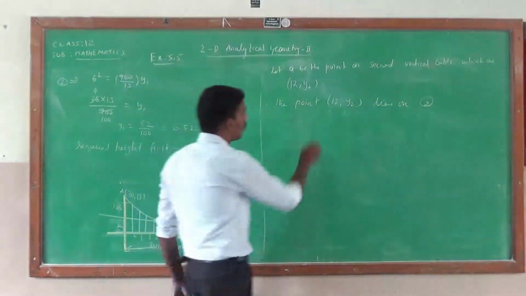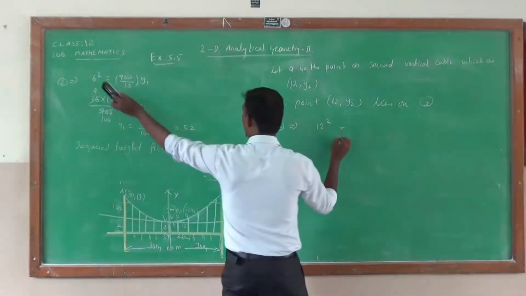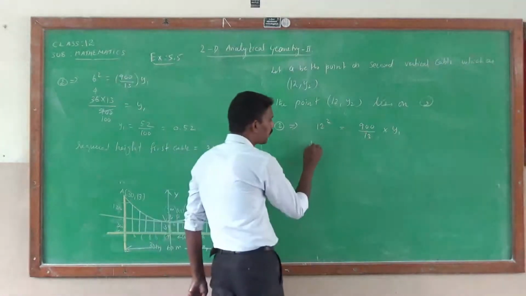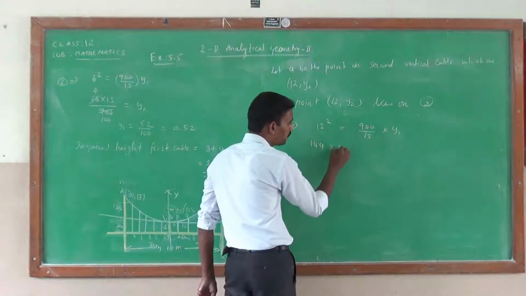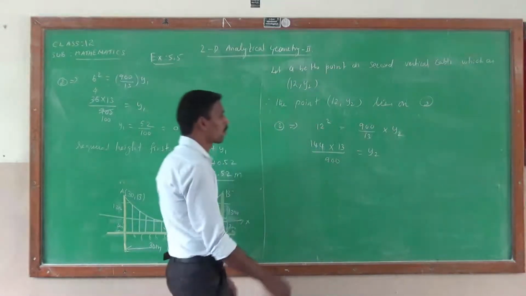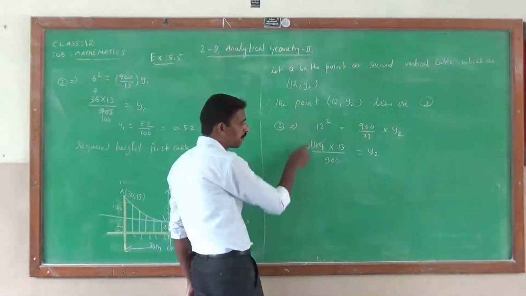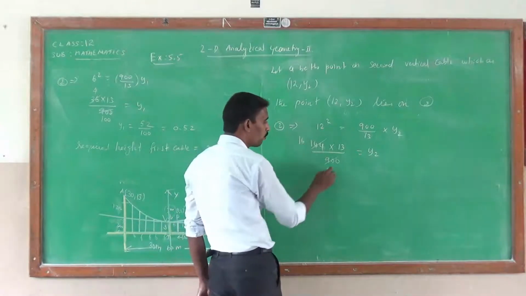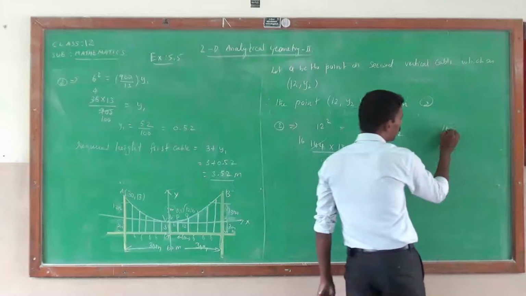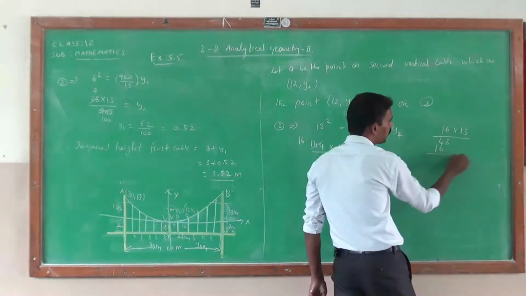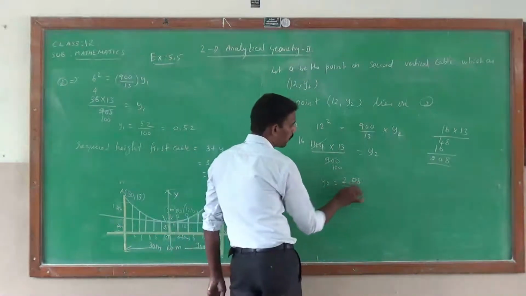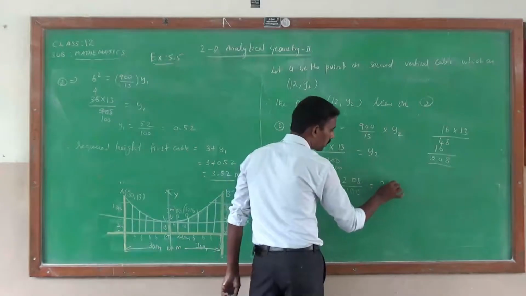Now we want to apply here. Equation number 2 becomes 12 squared, the same way. 12 squared is equal to 900 divided by 30 into y2. Instead of y1, you assign y2. 12 squared is equal to 144. So this divide term goes to that side as multiple, and this 900 comes here as divided. It is equal to y2. Now simplifying by 9, it's easy. 16 9s are 144, 100 9s are 900. Now y2 is equal to 16 into 13, which gives 208. So 208 divided by 100 is equal to 2.08.